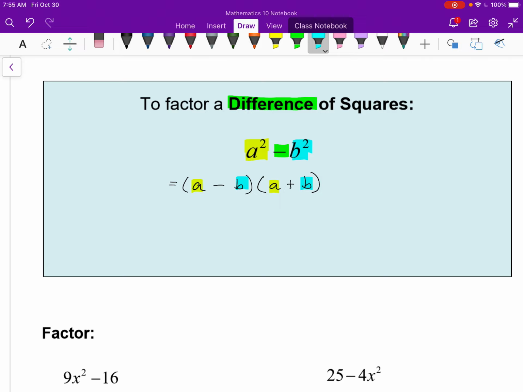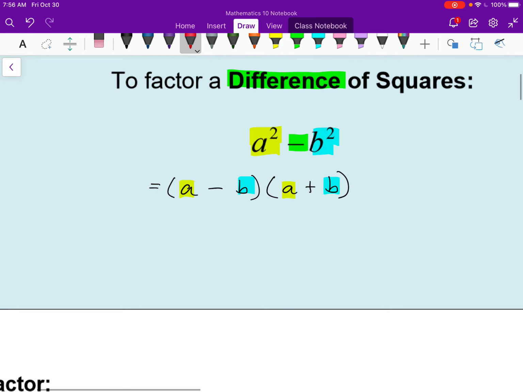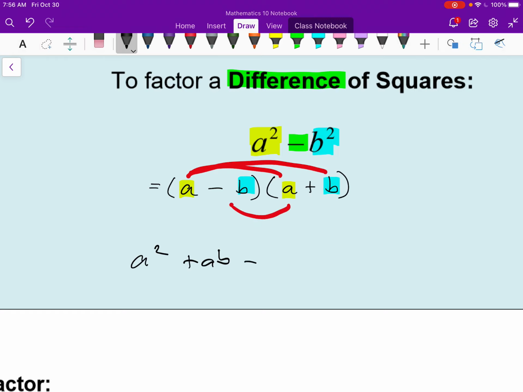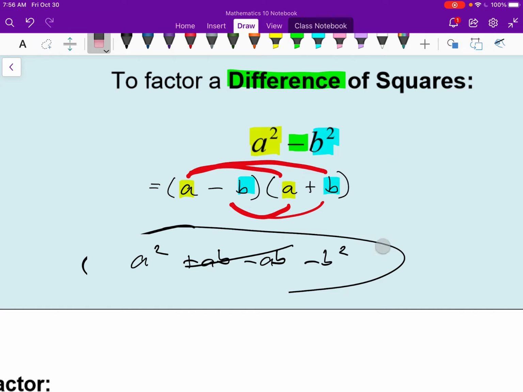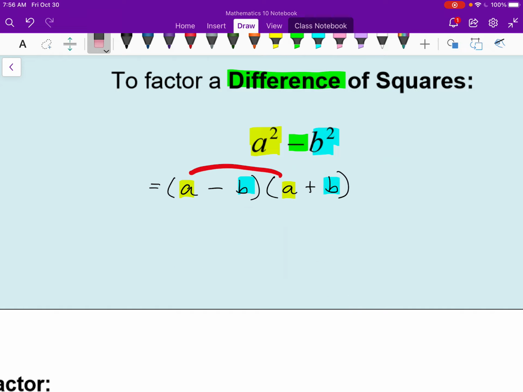Actually, maybe before I go on, I will say we have seen this before, just the other way around. I would give you something like this, and you would FOIL it out and get that. For example, notice if I FOIL this out, a times a is a squared. a times b is positive ab. But the very next step is minus b times a, which is minus ab. Those two cancel each other out. And then minus b times positive b, which is minus b squared. Notice what I have here is the same thing I have there. We've seen this before going this way. We just haven't seen it in terms of finding its factors, kind of going backwards.